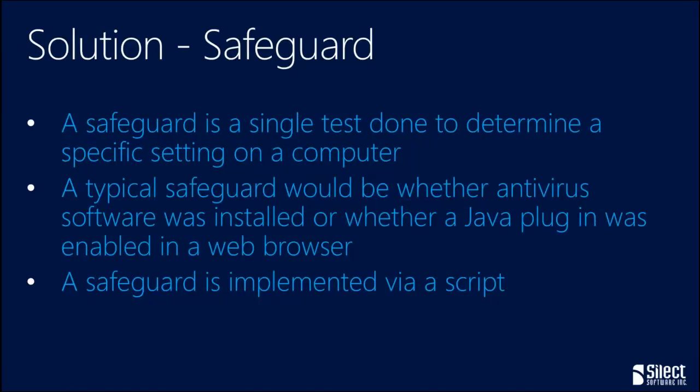So to understand the solution, there are 2 concepts you have to understand. The HITRUST pack has a safeguard, and a safeguard is a single test done to determine a specific setting on a computer. So for example, one of those might be whether antivirus software was installed on your computer, or whether a Java plugin was enabled in a web browser, which is kind of a no-no nowadays, according to most people. A safeguard is implemented via a PowerShell script, and there's a one-to-one script to safeguard relationship. Each script implements a single safeguard.